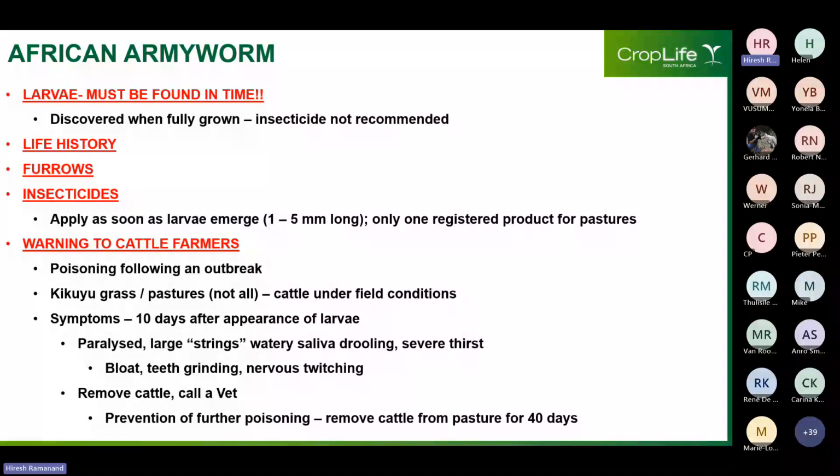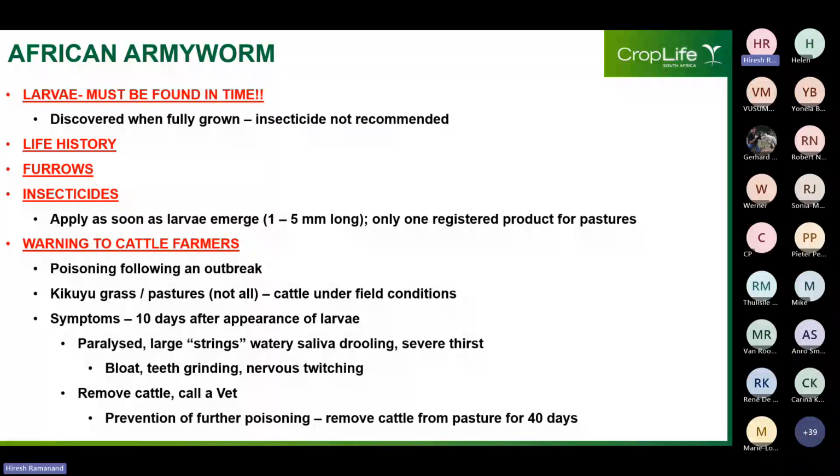Now, before everyone thinks it is as simple as that, one aspect of African armyworm outbreaks is the poisoning, which sometimes follows an infestation. This has been recorded on kikuyu grass and only affects cattle under field conditions. Symptoms in cattle usually appear about 10 days after the appearance of the worms, and only some kikuyu pastures produce this toxicity.